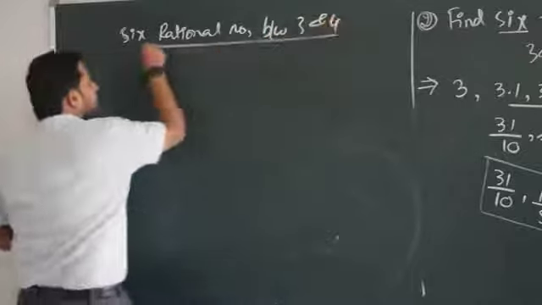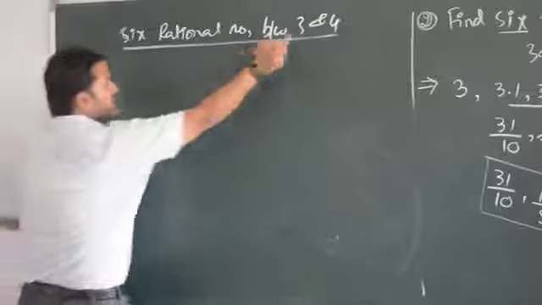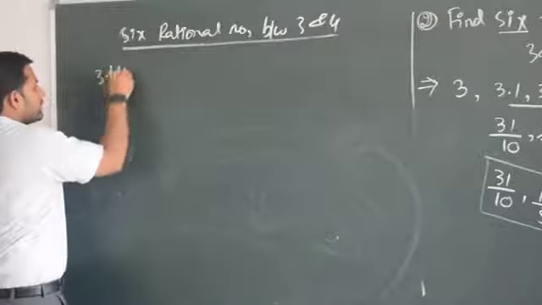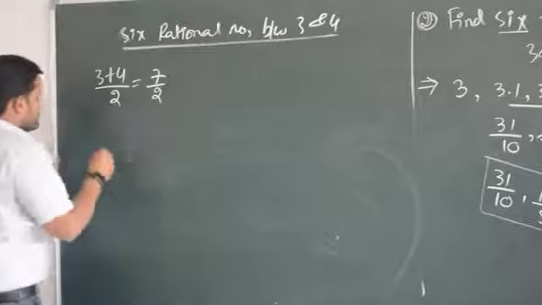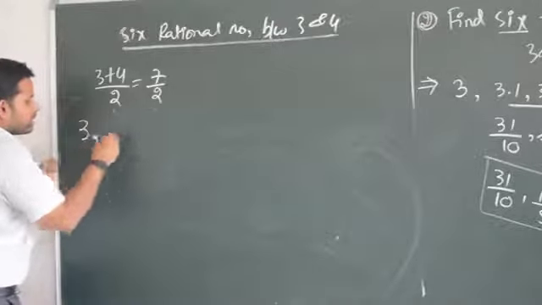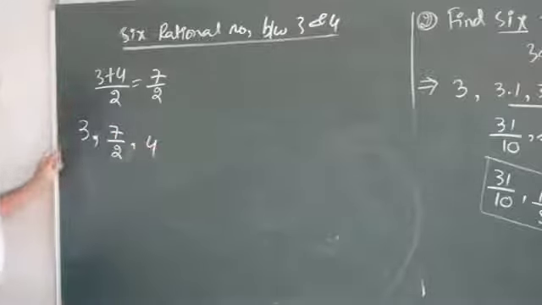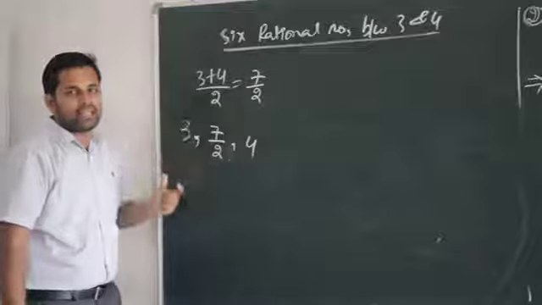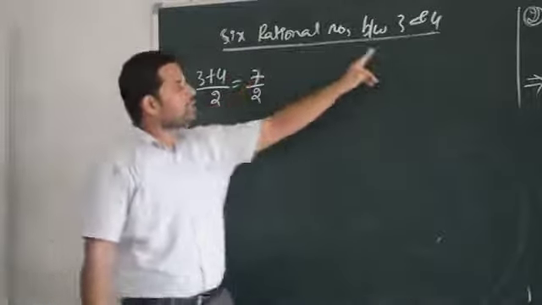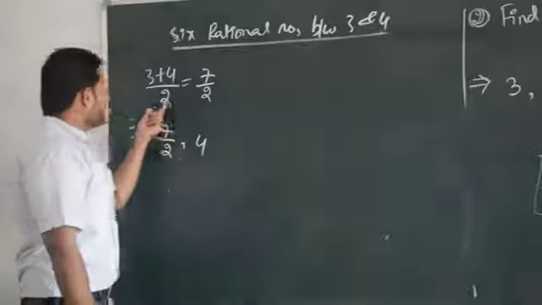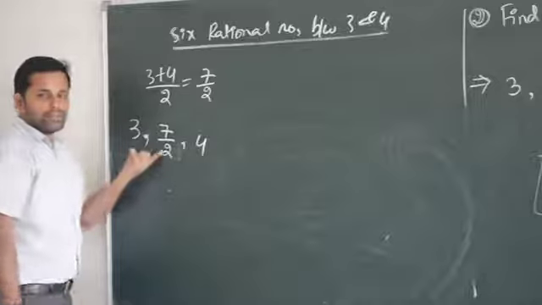NCERT approaches in two ways. The first one is just add those numbers. 3 and 4 is there, no? Just add it, 3 plus 4 and divide it by 2. Then I will get 7 divided by 2. So that is 3, 7 by 2, 4. Are you getting my point? This is called taking the average. The average concept must have come in the 8th standard. Whenever two numbers are given, just add them and divide by 2, and whatever number I get falls between these numbers.